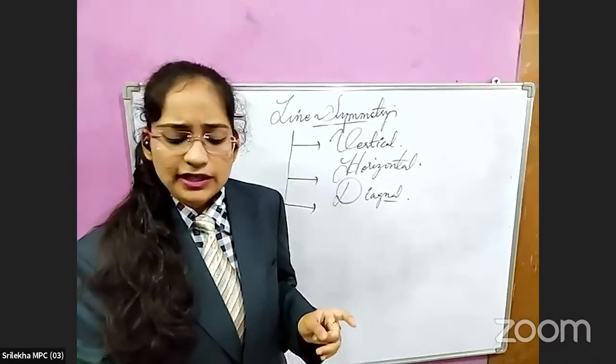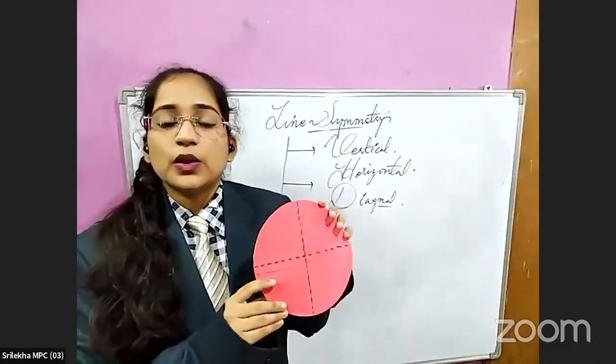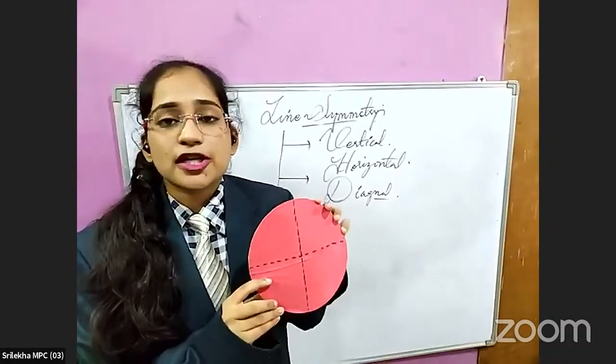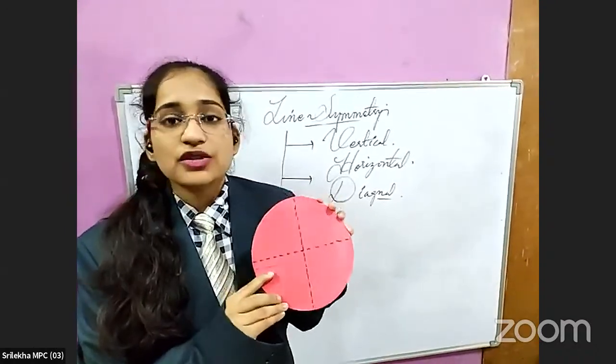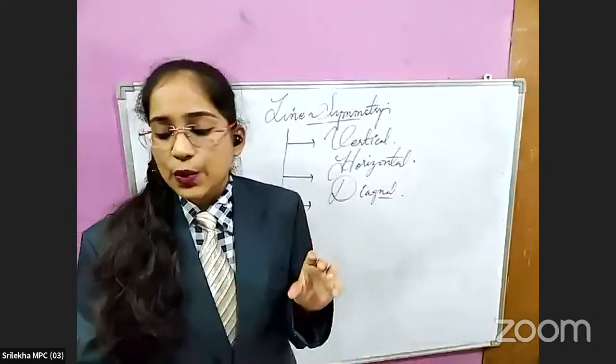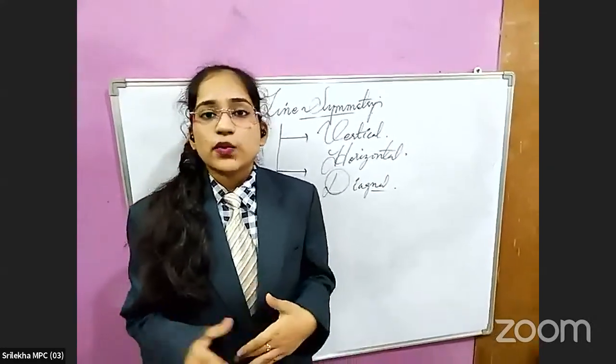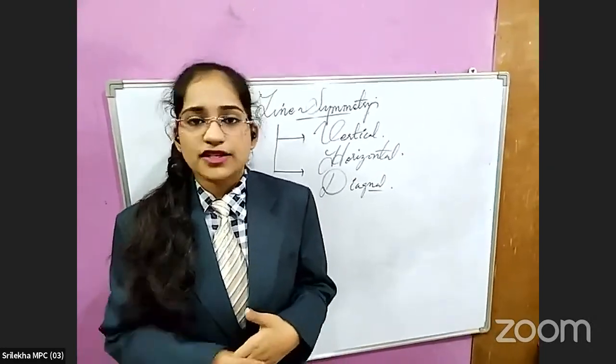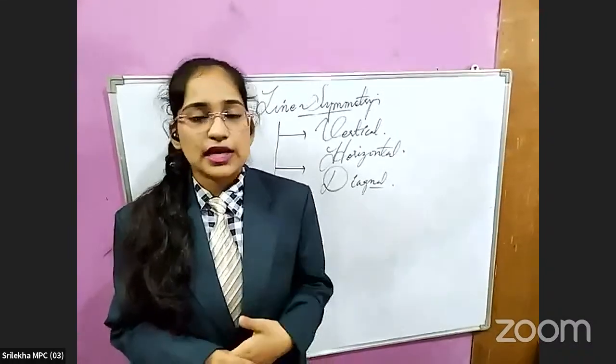And coming to the circle, we can draw infinite lines of symmetry for a circle, based on the size of the circle you take. So here are some examples for line symmetry and the types of line symmetry: vertical, horizontal, and diagonal.